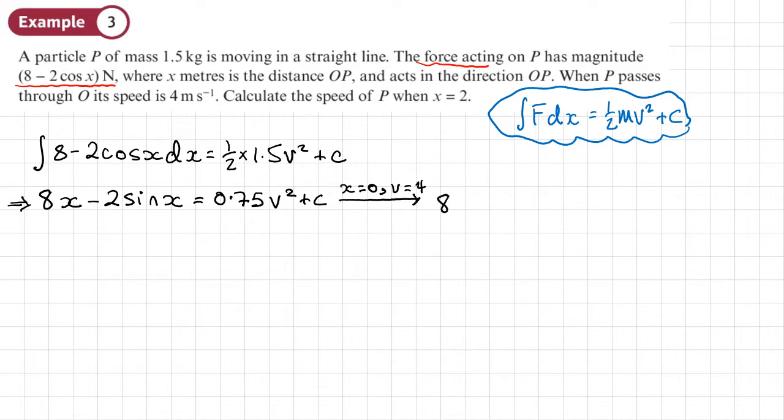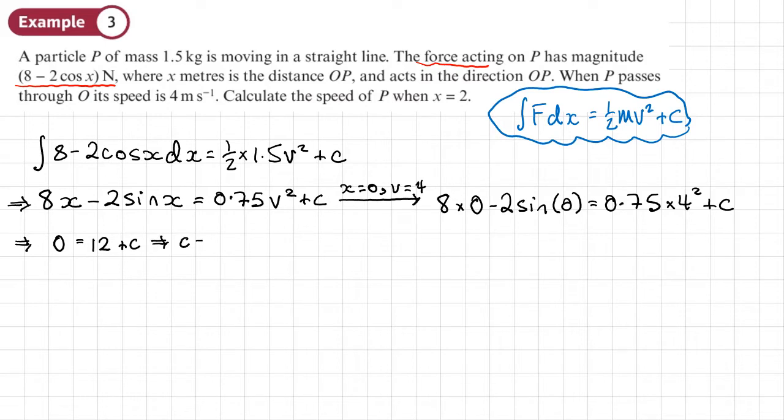So I'll have 8 times 0 minus 2 times sine 0, which is 0. Be careful, because if that was cos 0, that would be 1. Easy to just write down it's 0. Is equal to 0.75 times v squared, 4 squared, 16, plus c. So the left hand side just becomes 0, and the right hand side, 0.75 times 16 is 12, so you get 12 plus c. That means that c is equal to negative 12.